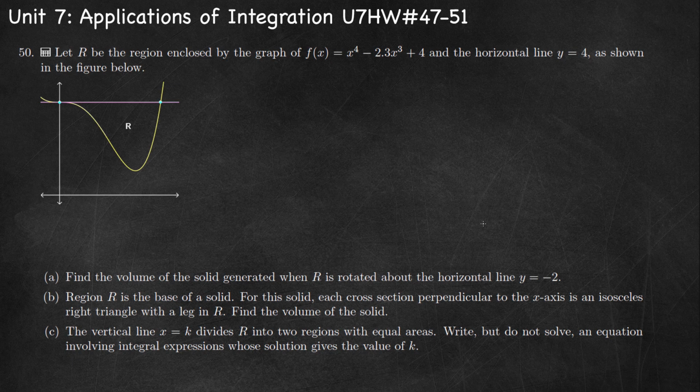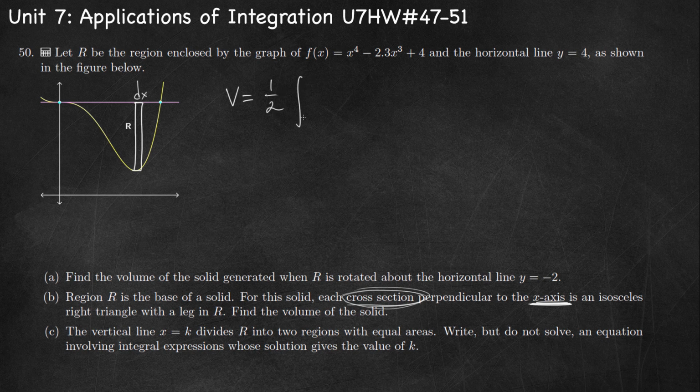For part B, region R is the base of a solid. And for this solid, each cross-section, so now I know this is not washer or shell, this is a cross-section problem. And the cross-sections are perpendicular to the x-axis, in the shape of an isosceles right triangle with a leg in R. So my coefficient is 1/2. My setup, volume equals 1/2. That's my coefficient for an isosceles right triangle with a leg on the base.